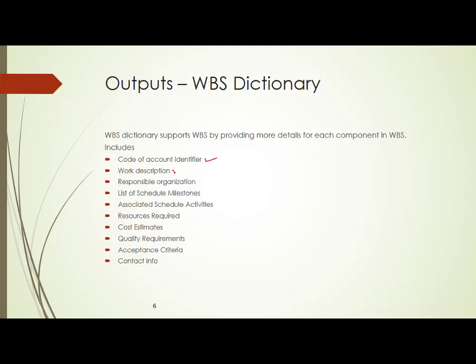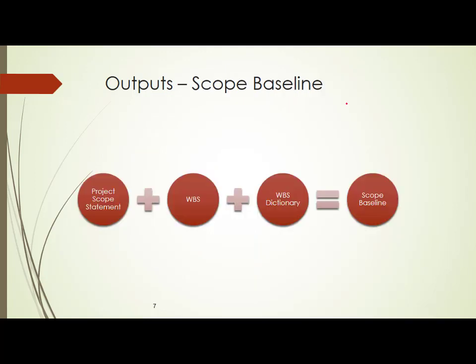It will have the work description, it will have the responsible organization, it will have a list of milestones, it will have associated schedule activities, resources required, cost estimates, quality requirements, acceptance criteria and contact information. So, these are some of the things which are actually there in your WBS dictionary. I think you will understand this when I show you an example.